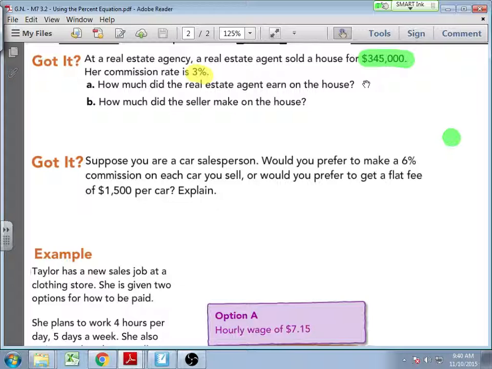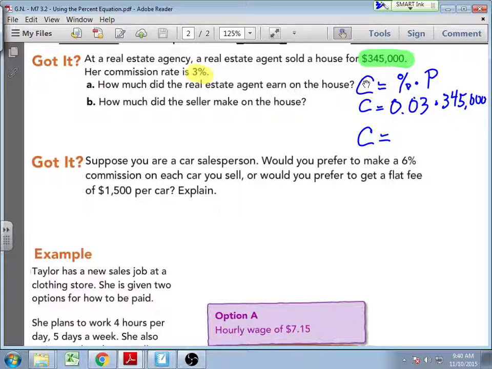So this house sold for $345,000, and the realtor gets 3% of that. So let's calculate their commission. Well, we know that the commission is going to be the percentage times the sale. So it's my percent times my selling price. So my percent, I first change to 0.03 times my house price, $345,000.